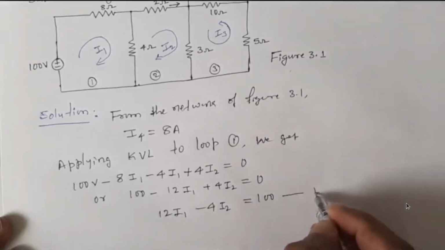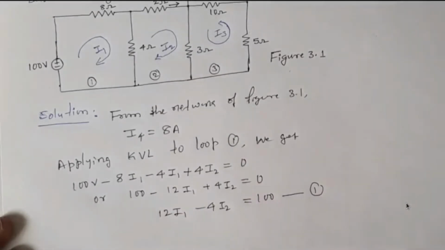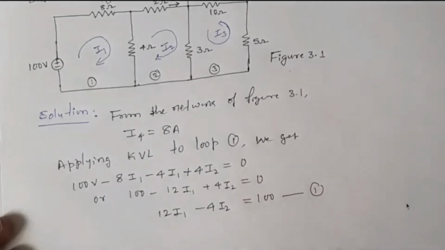This I call equation 1: 12 I1 minus 4 I2 is equal to 100, where these two terms are taken to the other side. This is equation number 1.